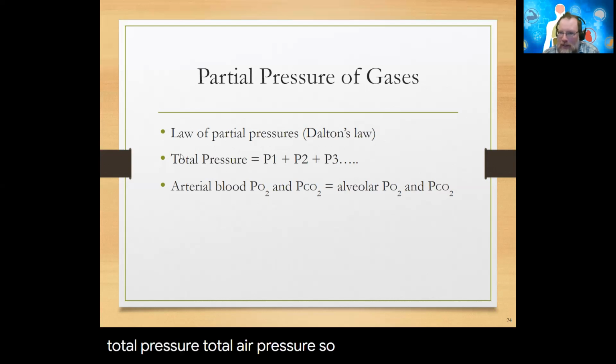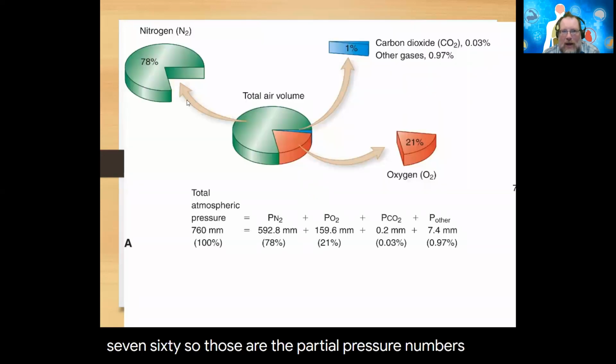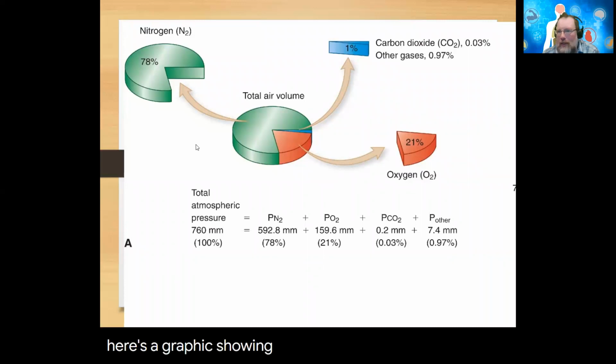So again, this number is 760 typically, and then these numbers are going to add up to 760. So those are the partial pressure numbers. So here's a graphic showing partial pressures. And again, Dalton is the one who came up with this law of partial pressures, just that different gases have different pressures. All of those gases combined give us total pressure. Each one separately is called the partial pressure.